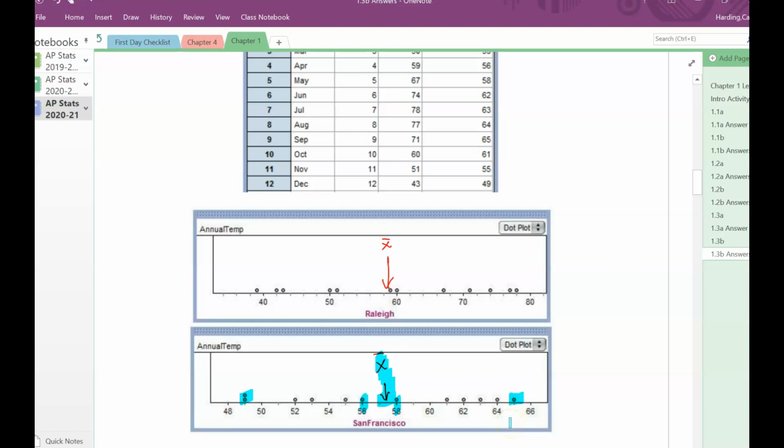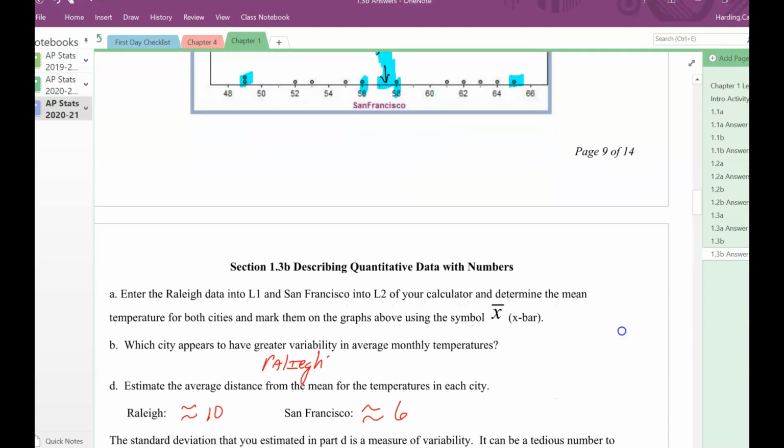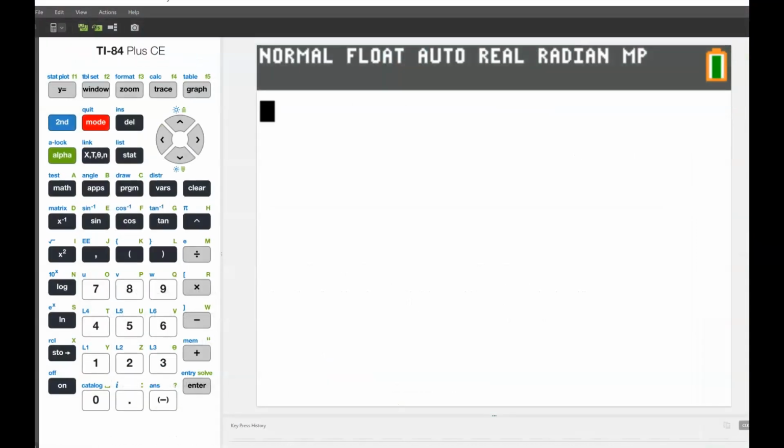On the next page, I'd like you to write down your estimate for Raleigh and for San Francisco. You can see what we estimated, about 10, about 6. Well, this concept of the average distance from the mean is something called standard deviation. You can get standard deviation from your calculator. The calculation of it can be a little bit tedious. So for right now, we're going to go to our calculator and do something called one variable stats. I'm going to show you everything that's in this handy little place in your calculator. So if you need to pause to enter the data, go ahead and do that.